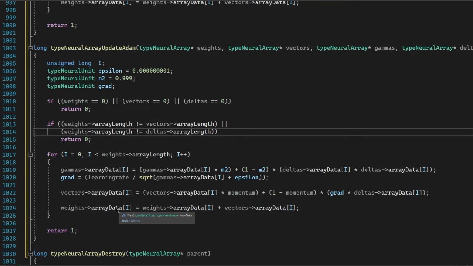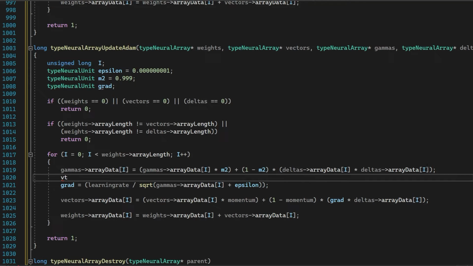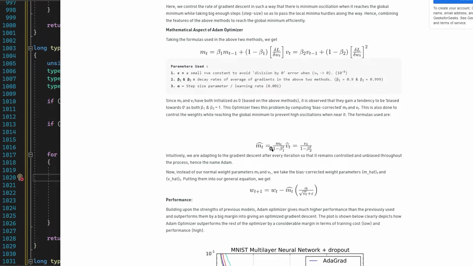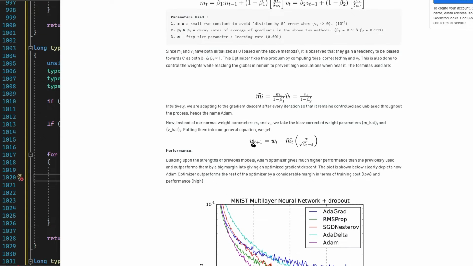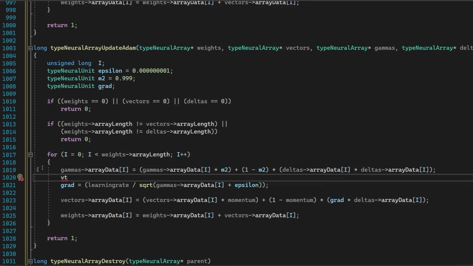Okay, gradient. Okay, 1 minus M2. So far so good. So far it's basically the same. 1 minus gamma times M2 plus 1 minus M2 times derivative squared. There's a v_t. That's right here. Weight t. It says v_t, but I'm not sure which. v_t is this right here.